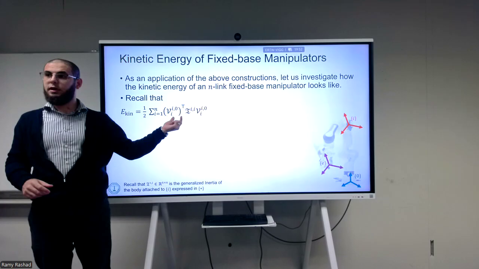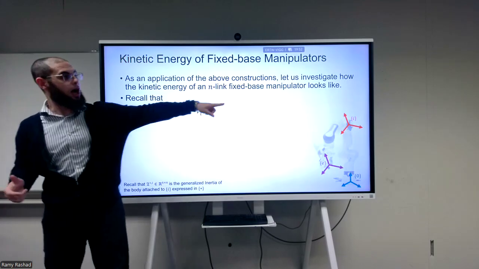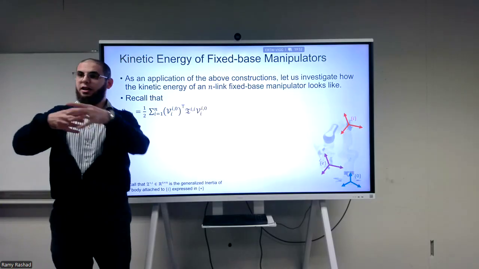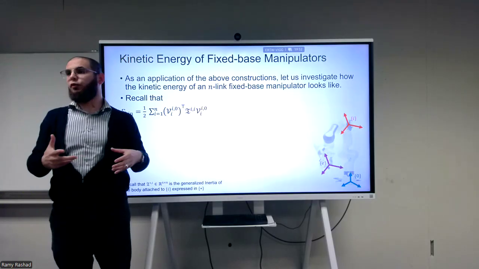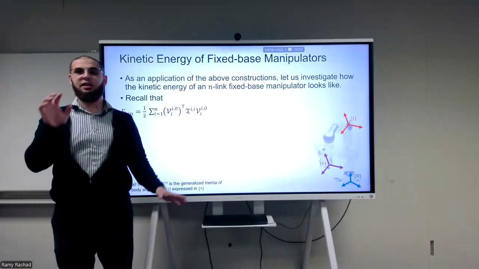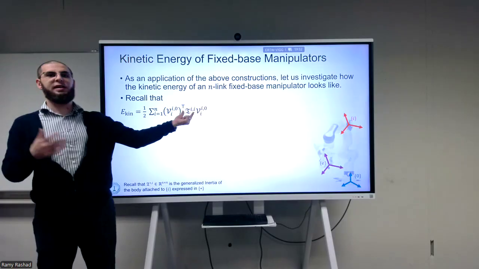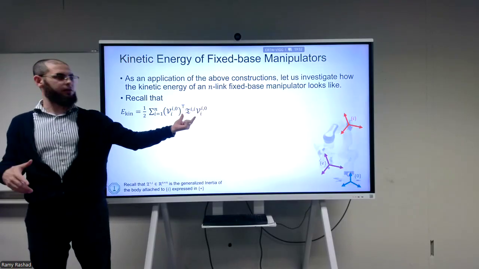Yes, it's a fixed frame to the body, exactly. So the ith frame is fixed to the ith body. If the ith body is moving, the ith frame will move with it. It's not necessary that we place it at the center of mass. We can, but it's not necessary. If you place it at the center of mass, you know how the I looks, and it just becomes simplified.